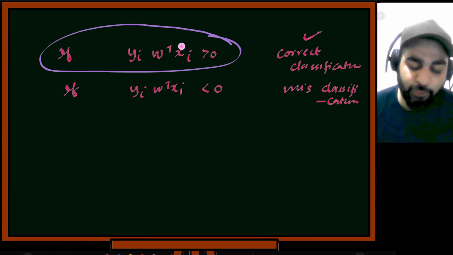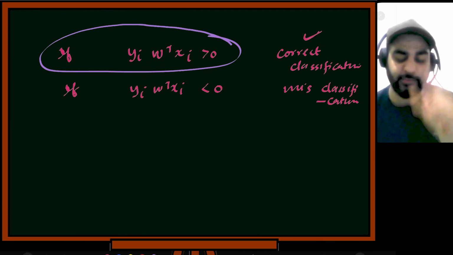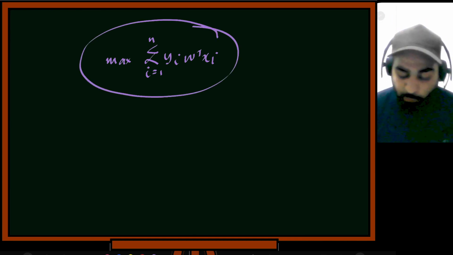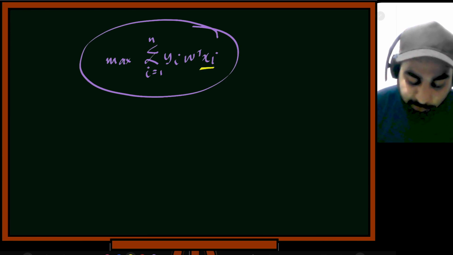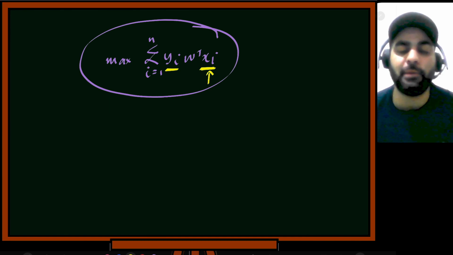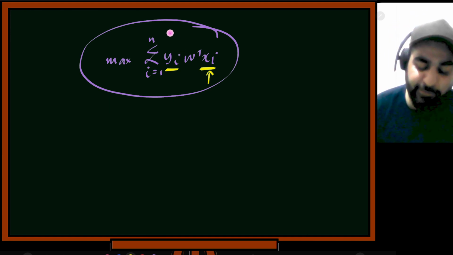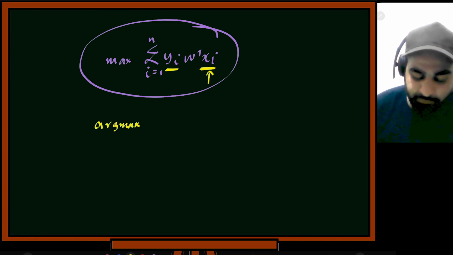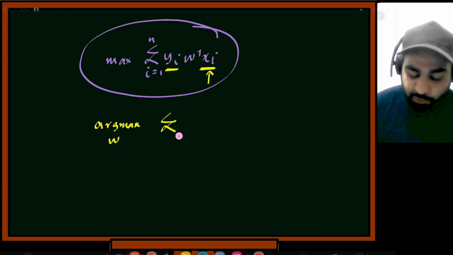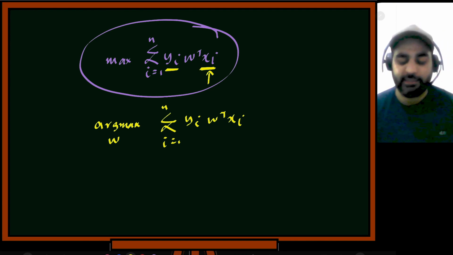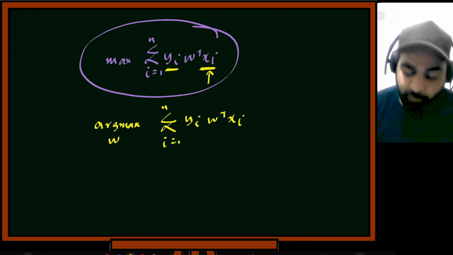Now for all the points, if I get it as positive, then the sum will become maximum. The reason is that I want to maximize this sum. This data is fixed for me. These two things are fixed for me. I can just change this. So the problem is that I want to find such a W which will maximize this quantity. How do we write that? We write it like this: arg max of W, summation of i equal to 1 to n, yi W transpose Xi. So what is the meaning of this? The meaning is, I want to find such a W which maximizes this value. This is for all the points.